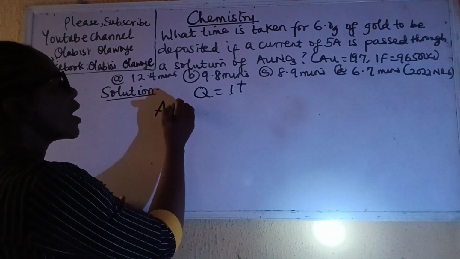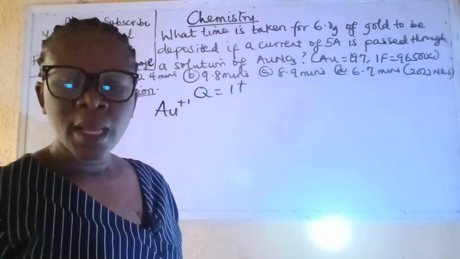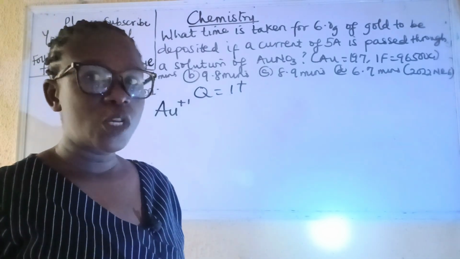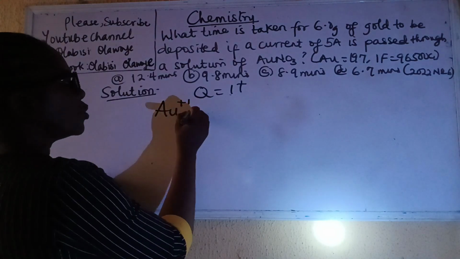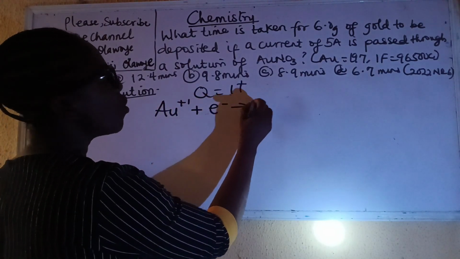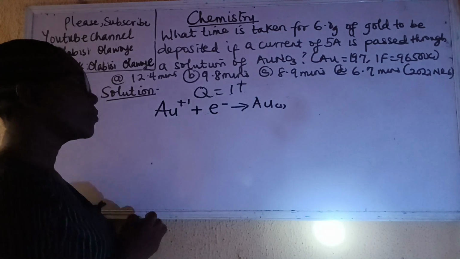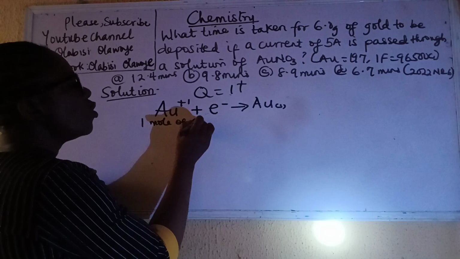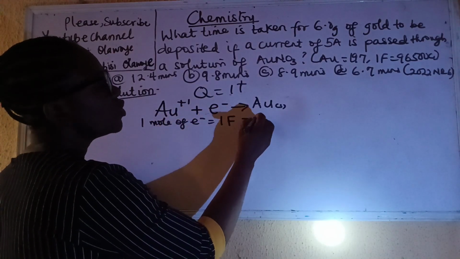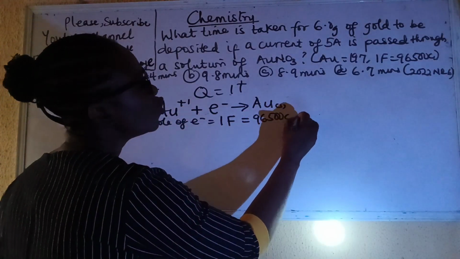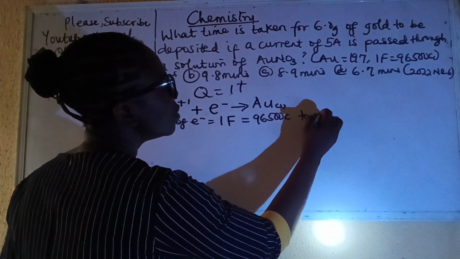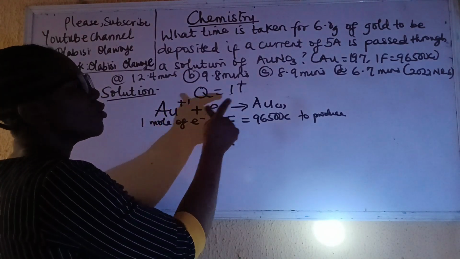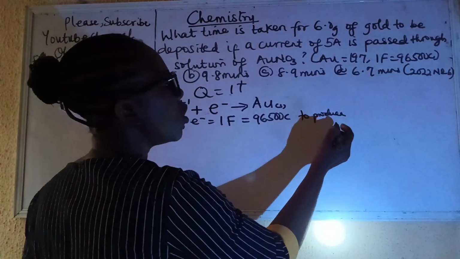Gold, which is aurum, carries +1 as its charge. Because it's electropositive, it goes to the negative cathode to pick up electrons. So that is reduction taking place at the cathode, while oxidation takes place at the anode. Now, it's going to pick up 1 electron to become a neutral gold, which is solid. So it means that here, it requires 1 mole of electron. And 1 mole of electron is equivalent to 1 Faraday, which is also equivalent to 96,500 coulombs, to liberate or to produce 1 mole of gold. From the equation, 1 electron is required to produce 1 mole of gold.